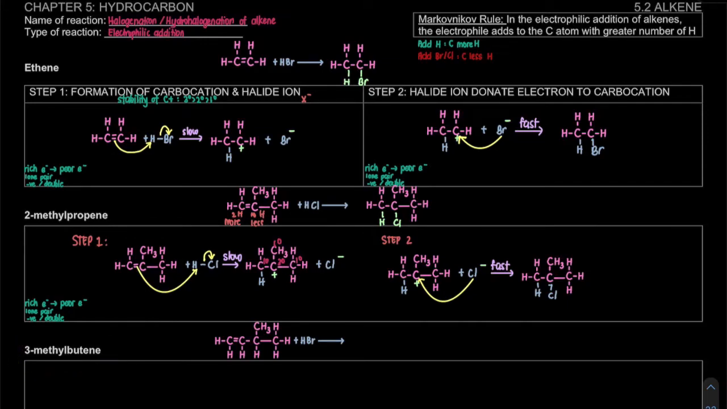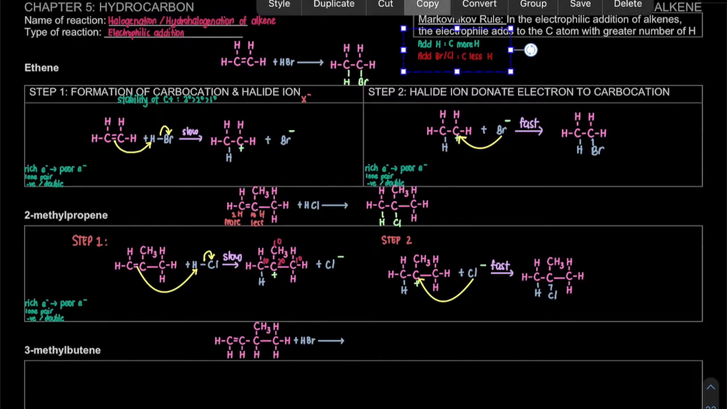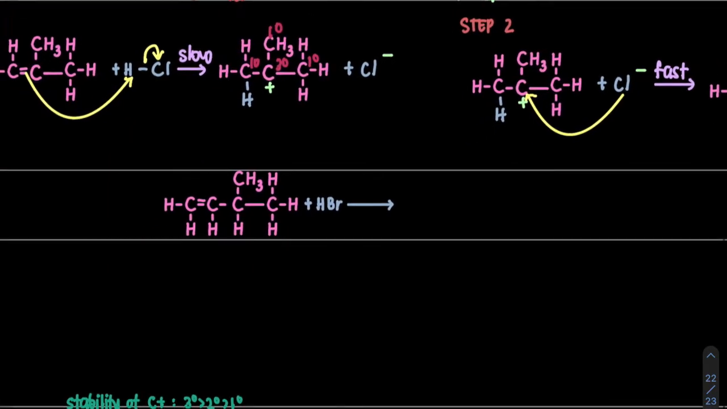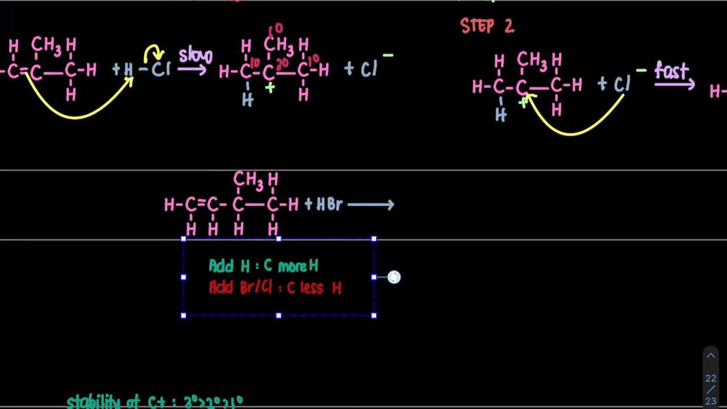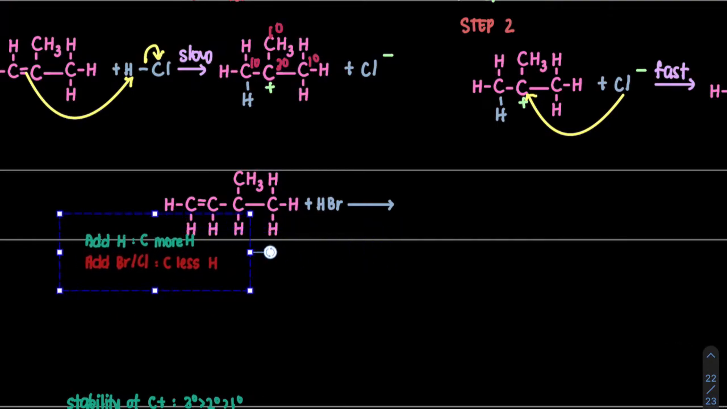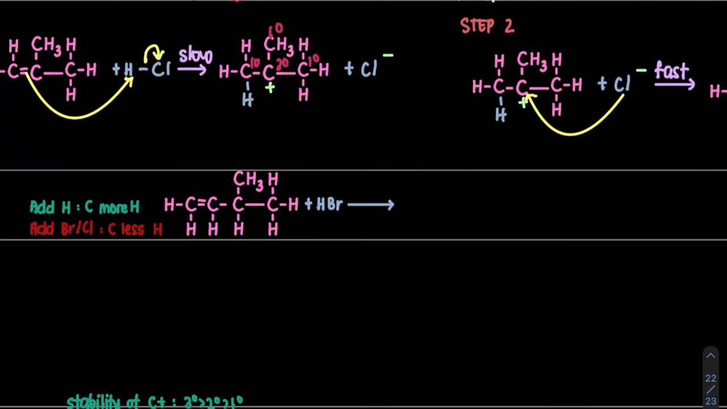Okay, for the reaction of 3-methyl butene, let's do it together. Remember that for the addition reaction, we have to determine which carbon has more hydrogen and which has less hydrogen, to know which carbon will be added hydrogen and which will have the bromine.